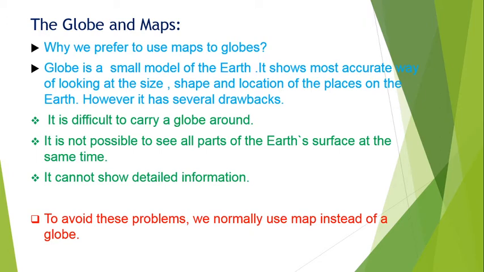A globe is a small model of the earth. It shows the most accurate way of looking at the size, shape and location of the places on the earth. However, it has several drawbacks. It is difficult to carry a globe around. It is not possible to see all the parts of the earth's surface at the same time. It cannot show detailed information. To avoid these problems, we normally use maps instead of globes.